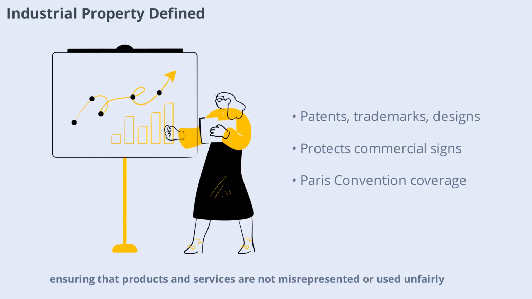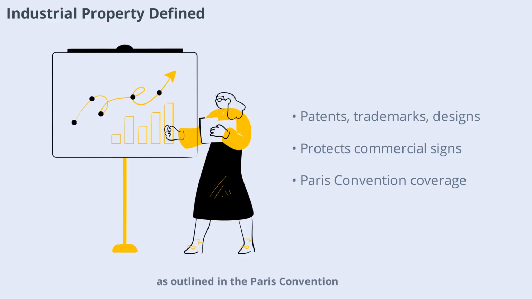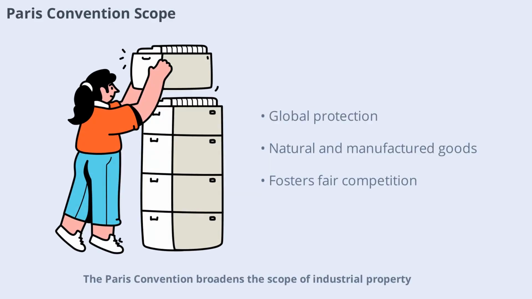misrepresented or used unfairly. Industrial property applies not only to traditional industries but also to agriculture and natural products, as outlined in the Paris Convention. The Paris Convention broadens the scope of industrial property, extending protection to manufactured and natural products alike. This includes items such as wines, grains, tobacco, fruit, cattle, minerals, mineral waters, beer, flowers, and flour. The convention ensures that inventors and producers can safeguard their innovations and products across international borders, fostering fair competition and preventing unauthorized use. This global perspective is crucial in today's interconnected marketplace.